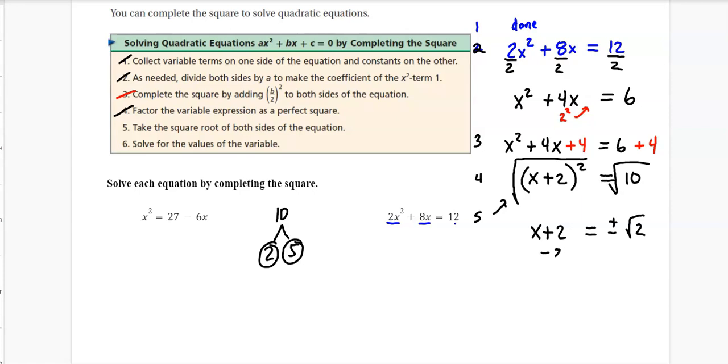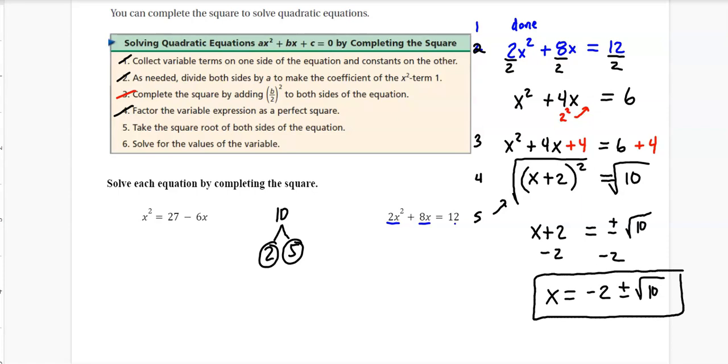And now if I subtract 2 from both sides, I'm going to get x equals negative 2 plus and minus square root of 10. Boom. So sometimes you're going to get these weird answers where you're going to have a radical in your answer. And that happens on the SAT too, so that's fine.